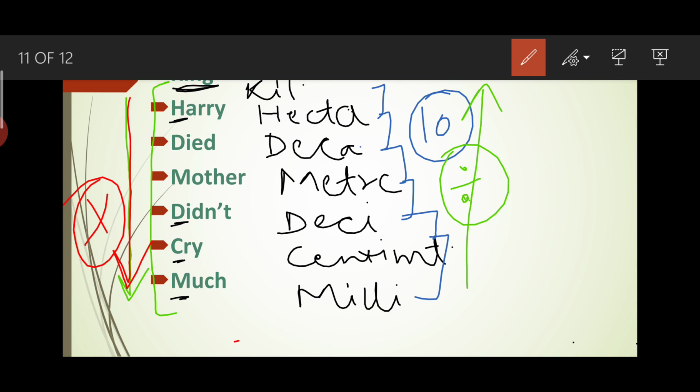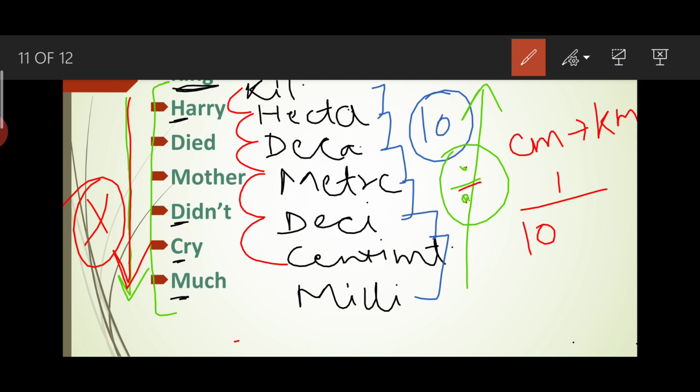If you have to convert centimeter into kilometer, that means centimeter is small value, you have to go from below to upward. अगर नीचे से ऊपर जाएंगे तो क्या होगा? Division. So देखो, सेंटीमीटर से किलोमीटर जाने में कितना distance travel करना पड़ेगा? 1, 2, 3, 4, 5 distance travel करना पड़ेगा। लेकिन हम नीचे से ऊपर गए हैं तो उस 5 को हम कहाँ लिखेंगे? Division में, 1, 2, 3, 4, 5 zeros. Is that clear? Isn't it interesting?